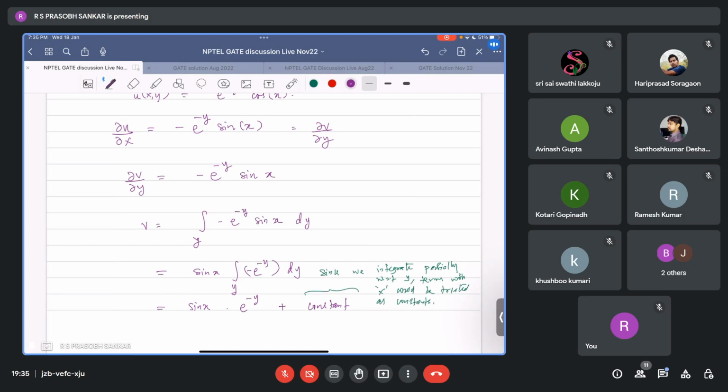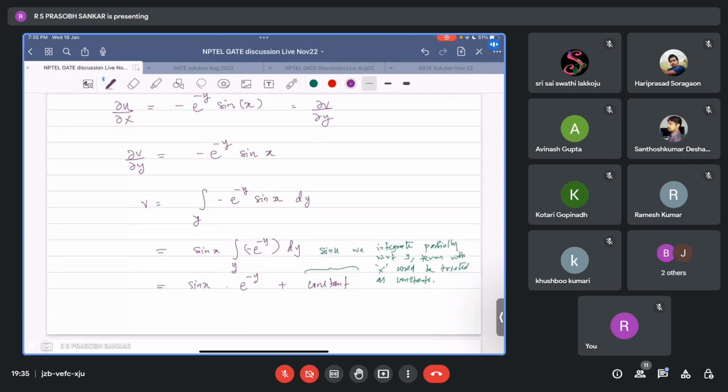Since we did the integration partially with respect to y, there could be any term with x or any variable other than y. Those are also constants. What we should write is that this is e raised to minus y sin x, plus a function of x. We don't know what that function of x is, but it's a function of x. This is an important point here. Once we do the integration, we might think that it is done and just a constant. Not really. This constant could also be a function of x, because for this integration, x is a constant.